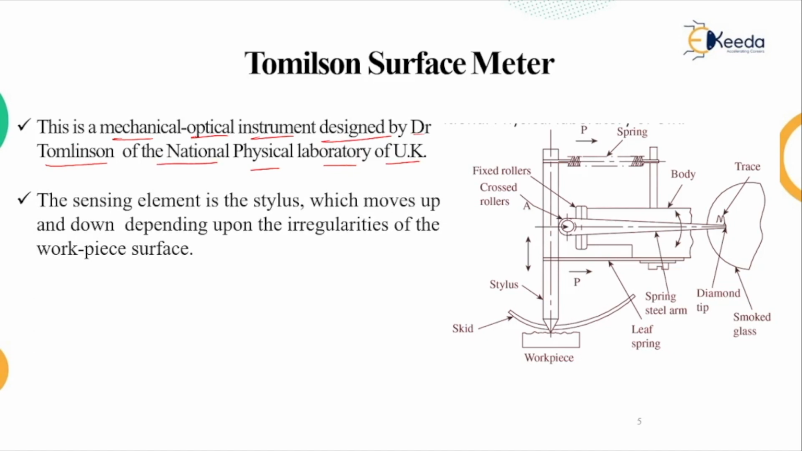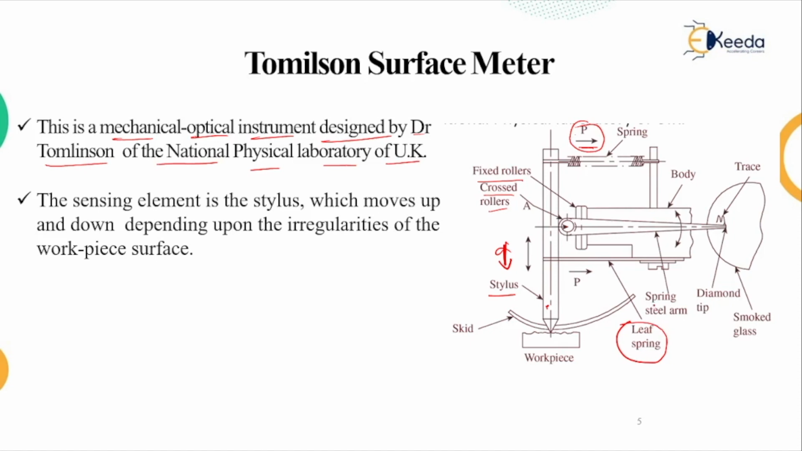Now you can see the construction of this Tomlinson. We have a stylus here. This stylus has only vertical motion. The horizontal motion is restricted by means of this cross roller. So we only have the vertical motion. Here we have the cross rollers and some fixed rollers. Then this stylus is connected to the body by means of a spring to keep it in a tight position, so for that a tension P will be applied. Then there is a lift spring here to keep the stylus in its position.